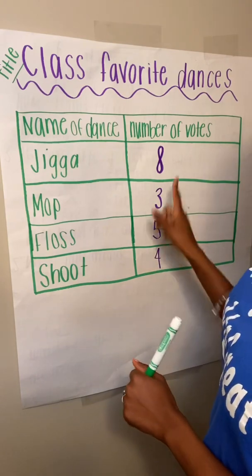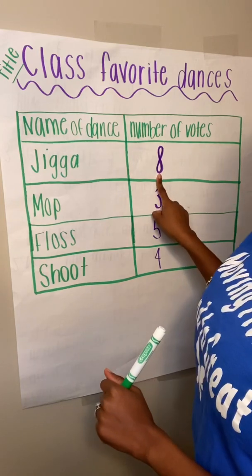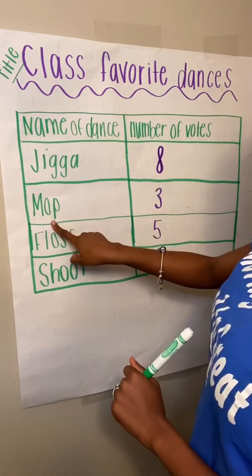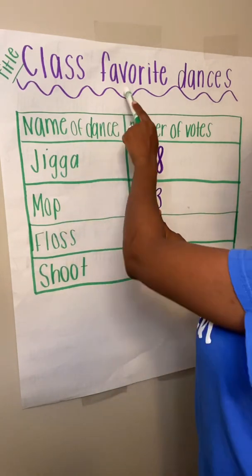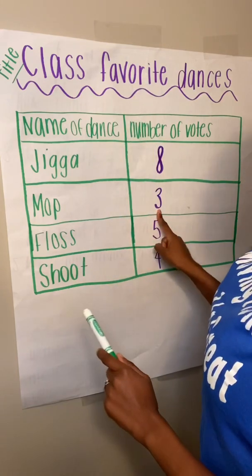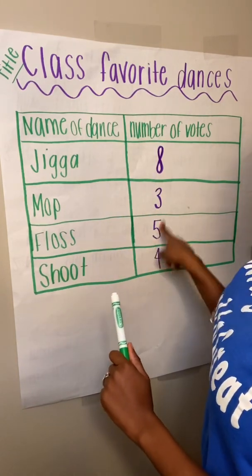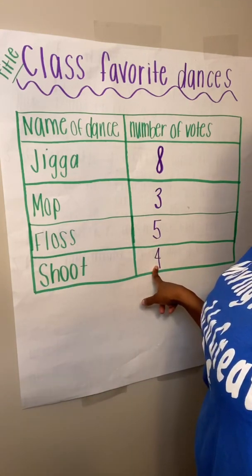So let's look. For the dance jigga, 8 people in the class voted for that dance. For the dance mop, 3 people voted. That means that 3 people think that's their favorite dance. For floss, 5 people voted for that dance. And for shoot, 4 people voted for that dance.